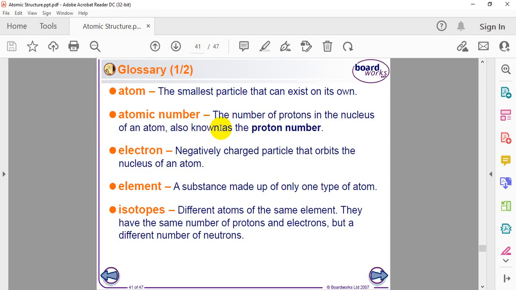Electrons are negatively charged particles that orbit the nucleus of an atom. An element is a substance made up of only one type of atom, like what we saw in gold. Isotopes are different atoms of the same element. They have the same number of protons and electrons, but a different number of neutrons. True.